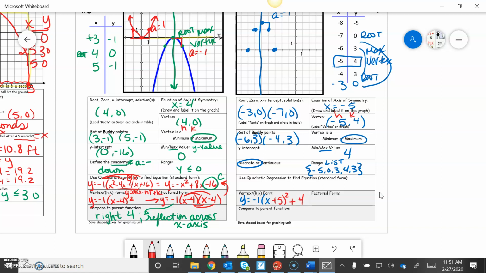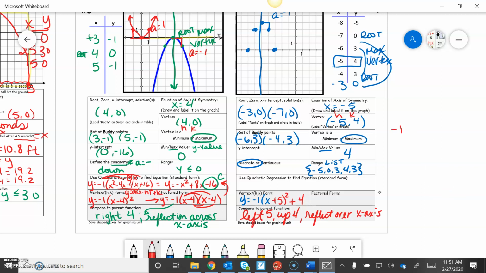And then we can take that and go to our quadratic regression, but I'm going to go ahead and compare it to my parent function first. So I know that this is in fact going to go left 5, up 4, and reflect over the x-axis. You may need to use your journal for this. Quadratic regression, I'm not sure why I did that.